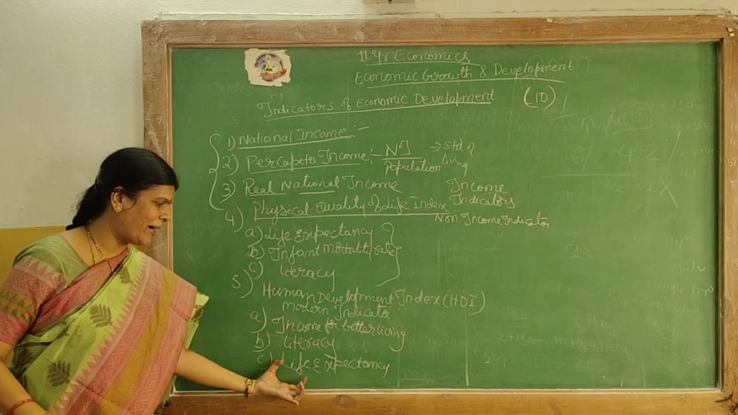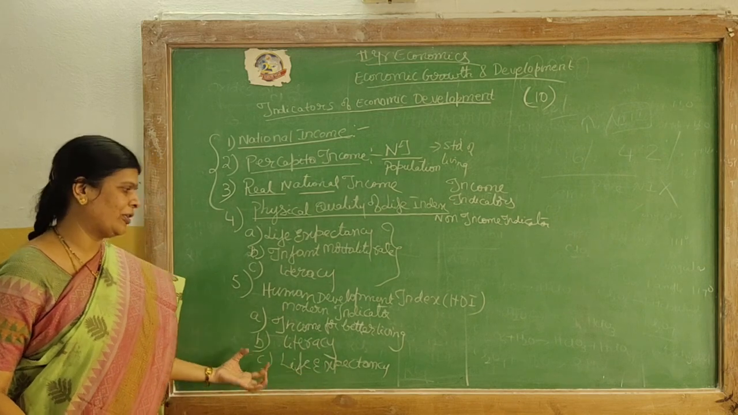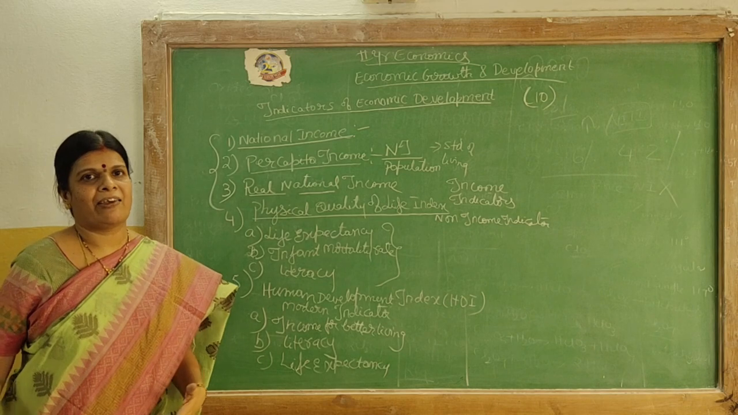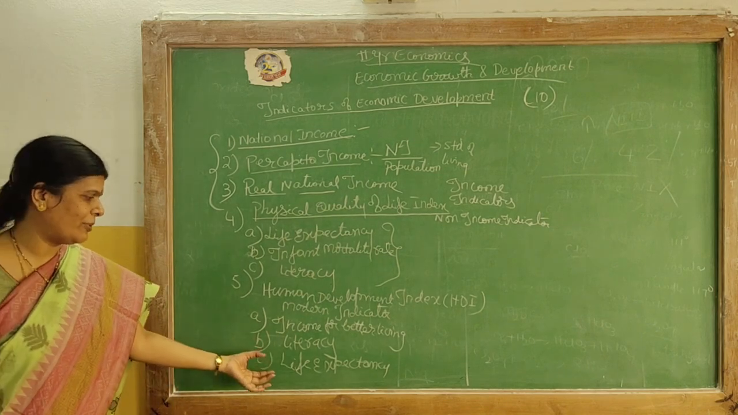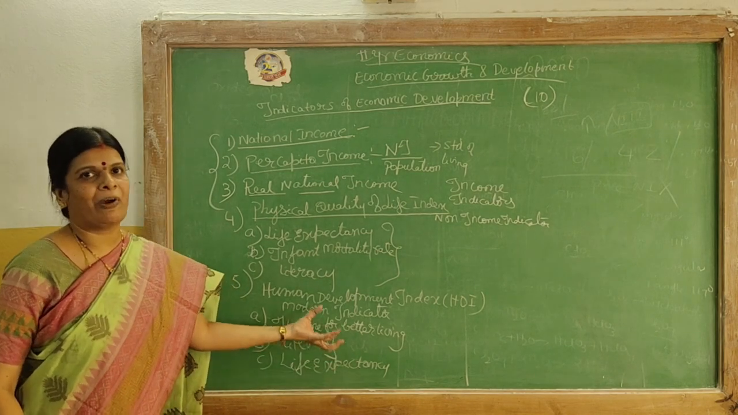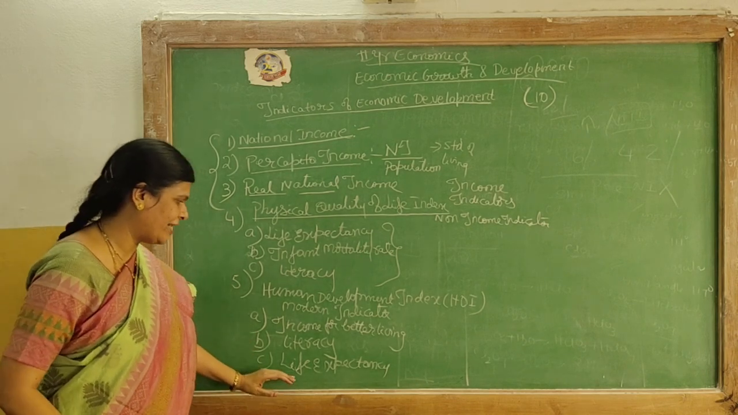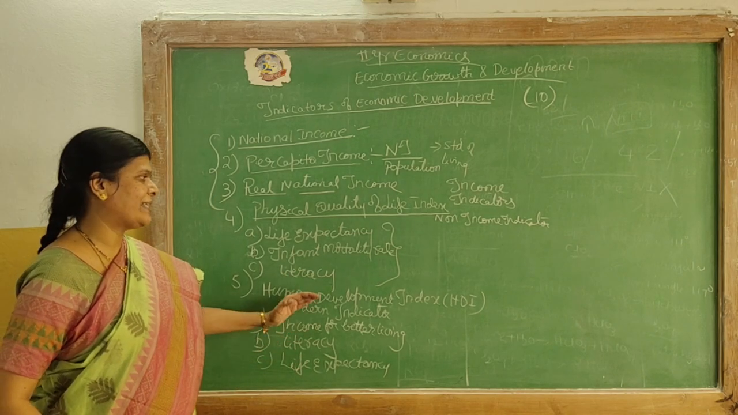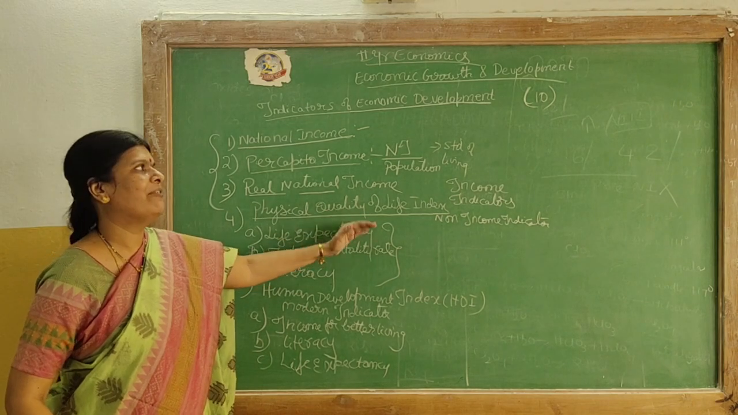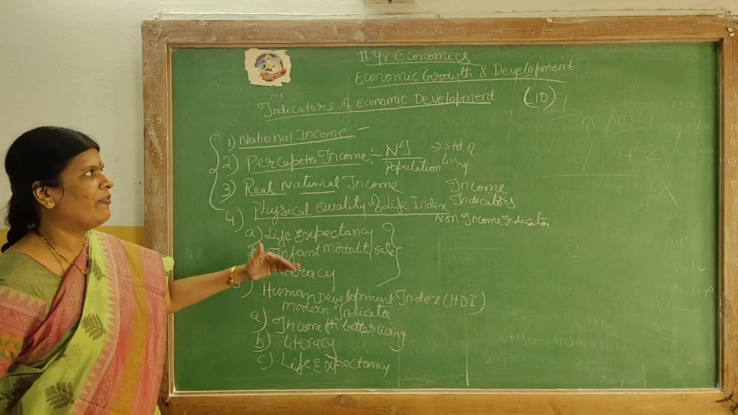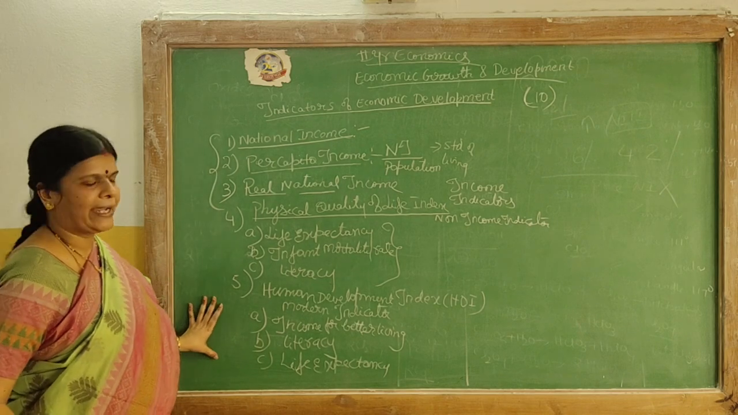It should be followed by life expectancy. Life expectancy means good health and quality of life. We should live quality lives at least 70 to 75 years. Quality age should be where we can earn more. When is it possible? By improving health conditions. These are the indicators of economic development.